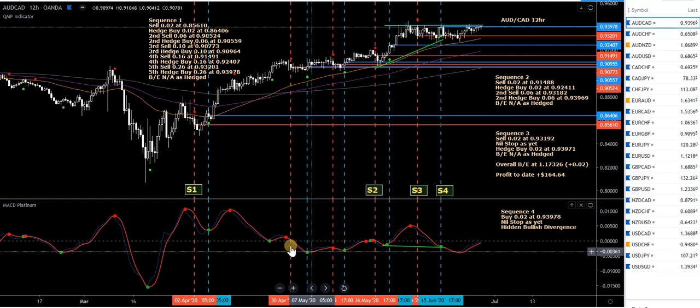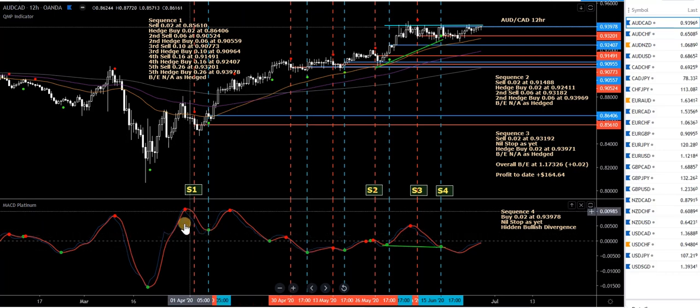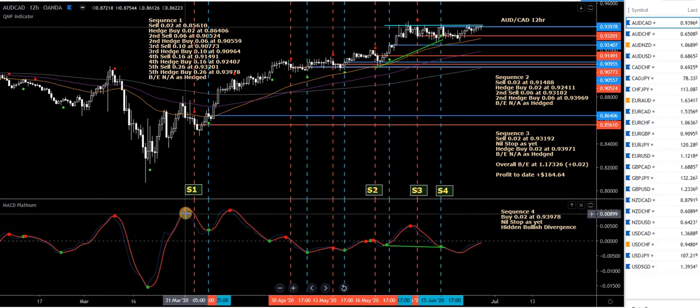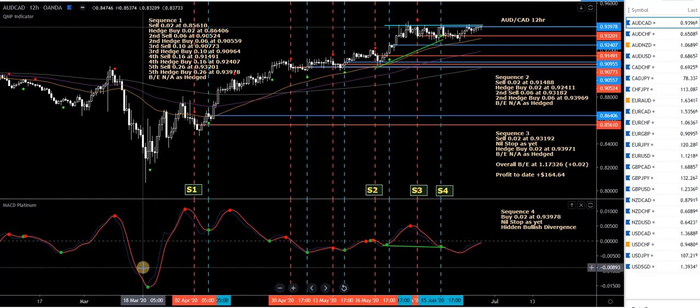It's a zero lag MACD. That's all it is. It oscillates around the zero level, which is this dotted line here. Generally, I'm looking to sell when it's above the zero level and buy when it's below the zero level.